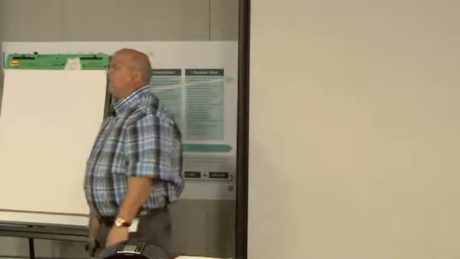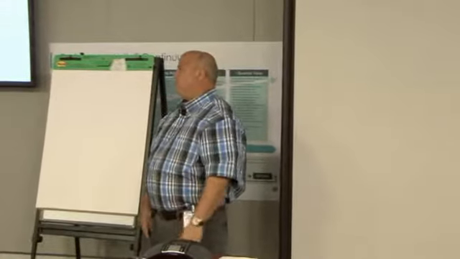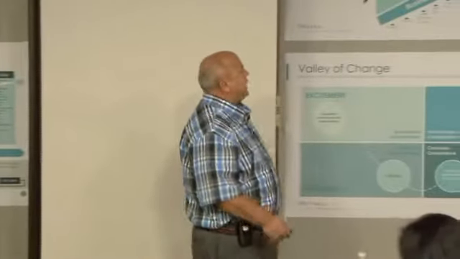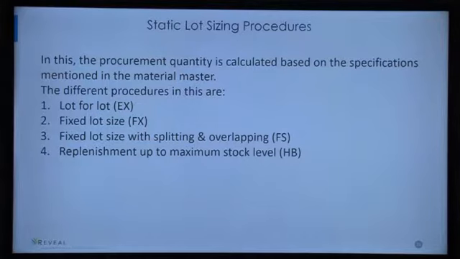So even with EX, EX and blank is usually not a good idea unless it's a make-to-order finished good. You want to think about EX and what qualifiers go on there. What's the min? Vendors might not want an order under a certain amount. Do you want a max and a rounding value? Okay. Static is usually your fixed lot size, or replenishment up to maximum stock level. That's what you use with HB, kind of your order points.